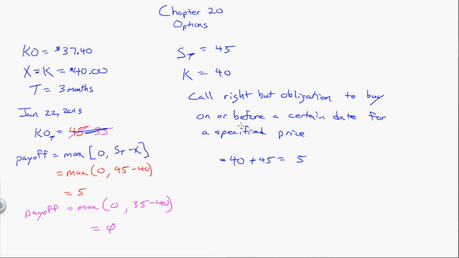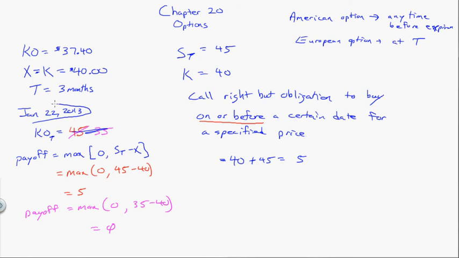Alright, here's the thing about on or before a certain date. If you have an American option, then that's going to be on or before, or any time. So I can exercise an American option anytime before expiration. A European option I can only exercise at expiration, at capital T. So in other words, the European option I can only exercise on January 22nd, 2013. The American option I can exercise anytime between now and January 22nd, 2013. So which option would you rather have? I'd rather have an American option because it has more times when I can exercise it.